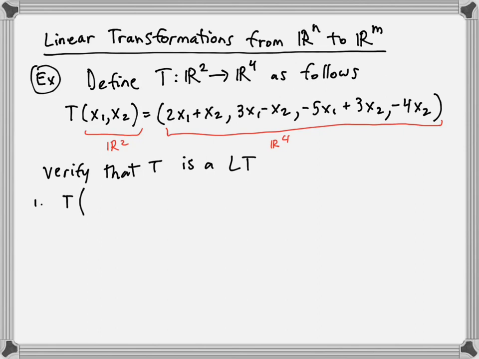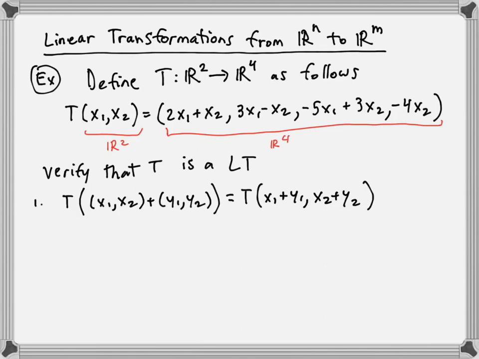T of, we need to add two vectors together. So it's going to be (x1, x2) plus (y1, y2). If we add those two together, then we're applying T of (x1 plus y1, x2 plus y2). That means we need to plug those into the formula. So now this is like x1 from before, and this is like x2 from before in the definition. So what does this equal? If you go through it, it looks like this.